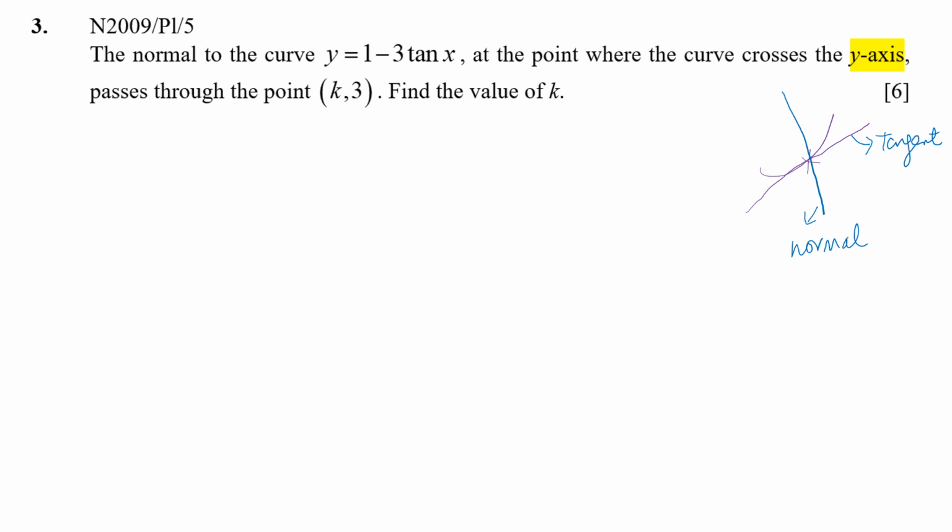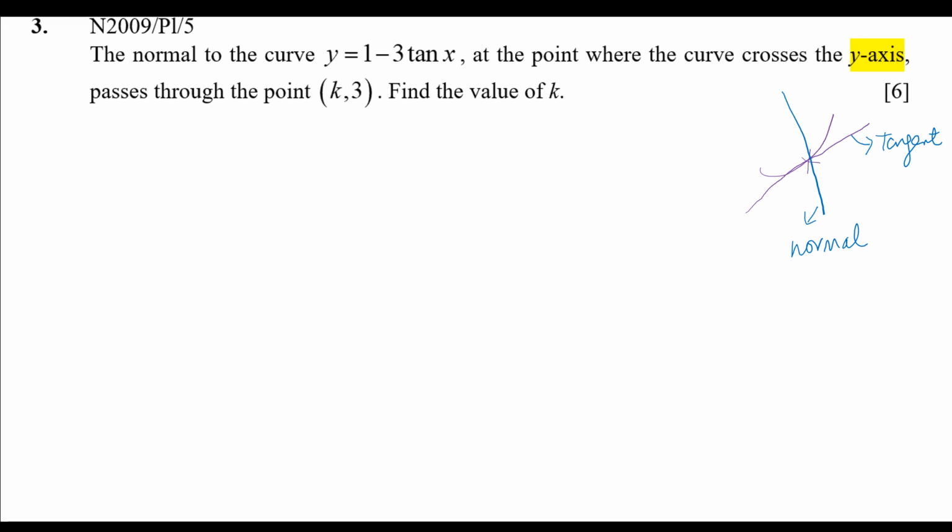Alright, so the normal to this curve at the point where the curve crosses the y-axis passes through this point. So there are two things there. What they're trying to say is that this normal will pass through this point here called (k, 3). And why am I told that this curve crosses the y-axis? What is the rationale for telling me this?